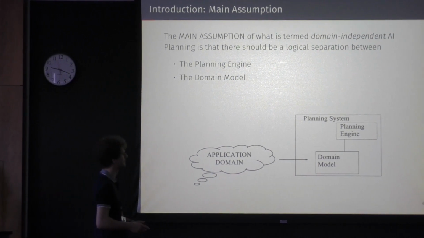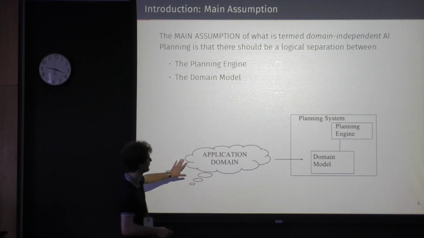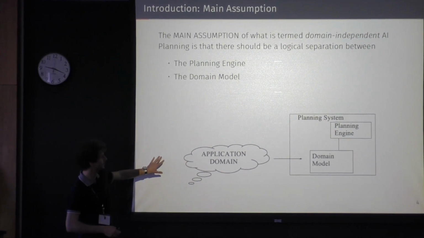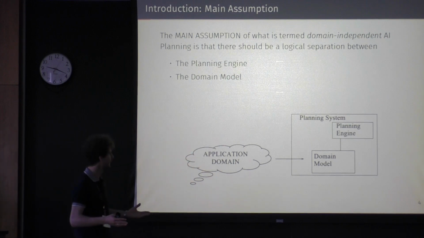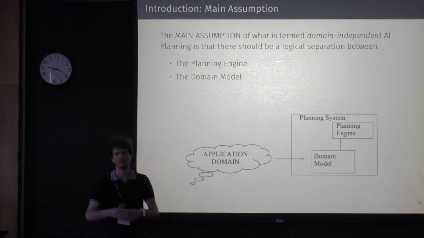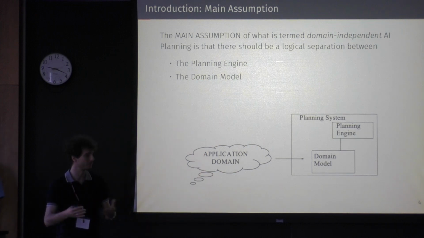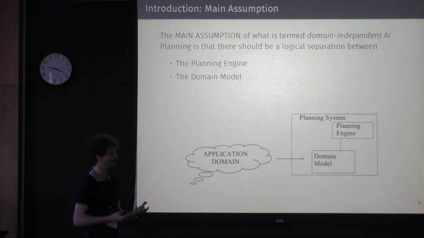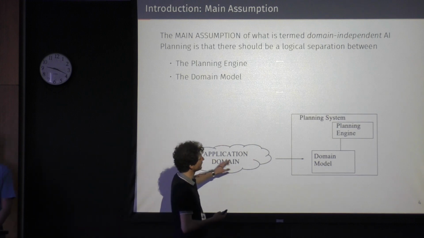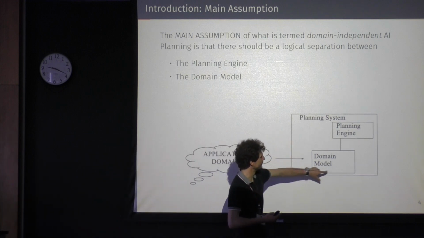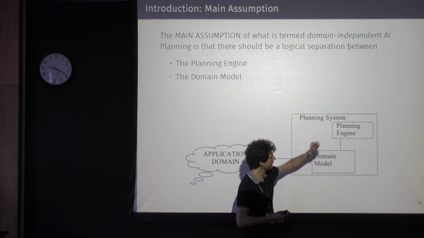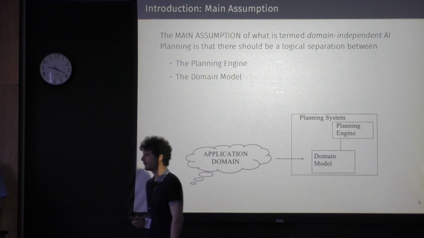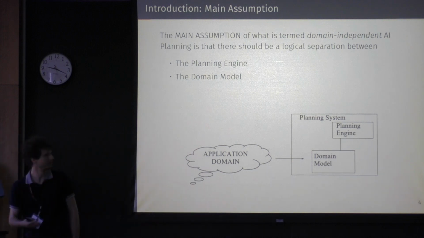So you have this sort of clear separation. On the one hand, you have the application domain, which is not formalized. It can be, let's speak about logistics. The idea of the logistics area is the application domain. You know there are trucks, you know there are depots, you know that you have to move things around, but you don't have a formal model. What you need to do in order to start planning is create the formal model, which is called the domain model, and then provide it to the planning engine in order to be able to reason.